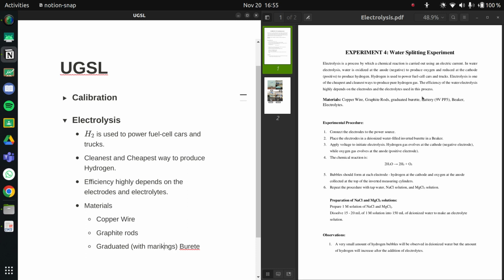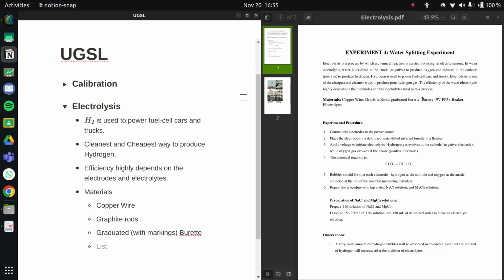Yes, I type really bad. Marks, whatever that thing is. Burette. How do you even write this thing? Burette. I need to write in French pretty much. A battery. So it's a 9-volt PP3 battery. I don't know what PP3 means, but yeah.